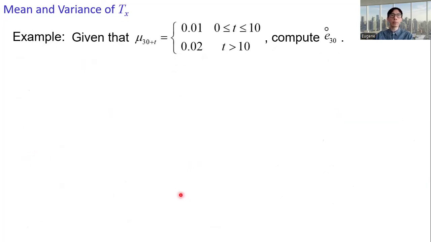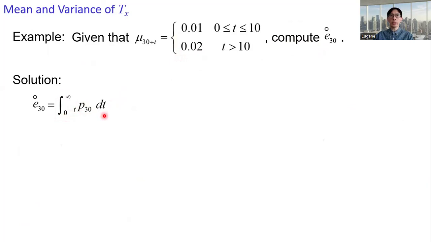Another example: given that the force of mortality mu_{30+t} equals 0.01 if t is between 0 and 10, and for t greater than 10, the force of mortality is 0.02, we are asked to compute the complete expectation of life for an individual at age 30. All right, to get the expected value of T_30, we do the integral from t equals 0 to infinity, and the integrand is tp_30.